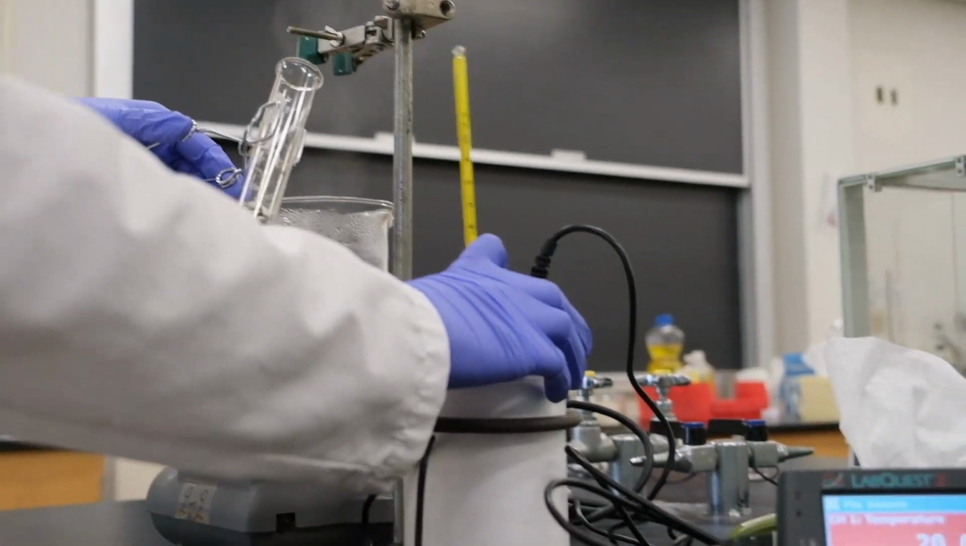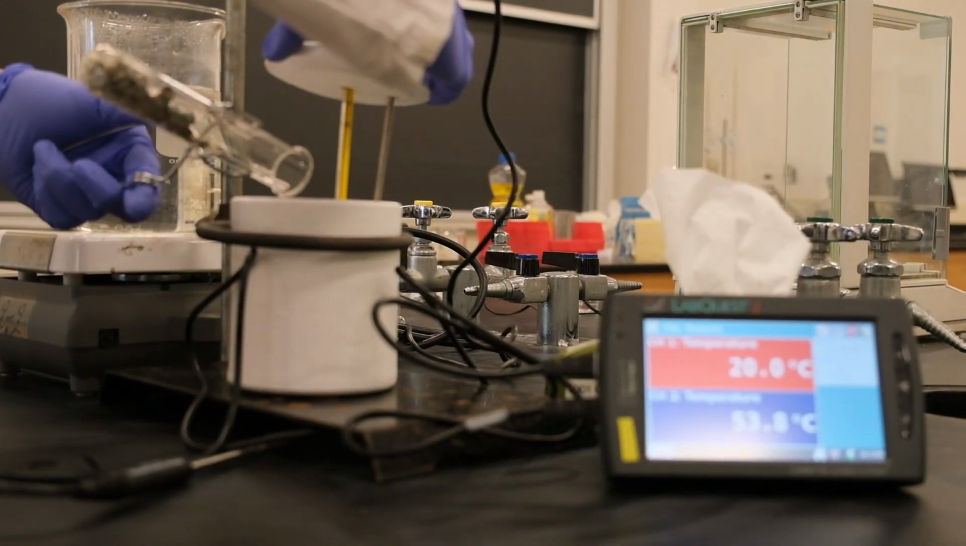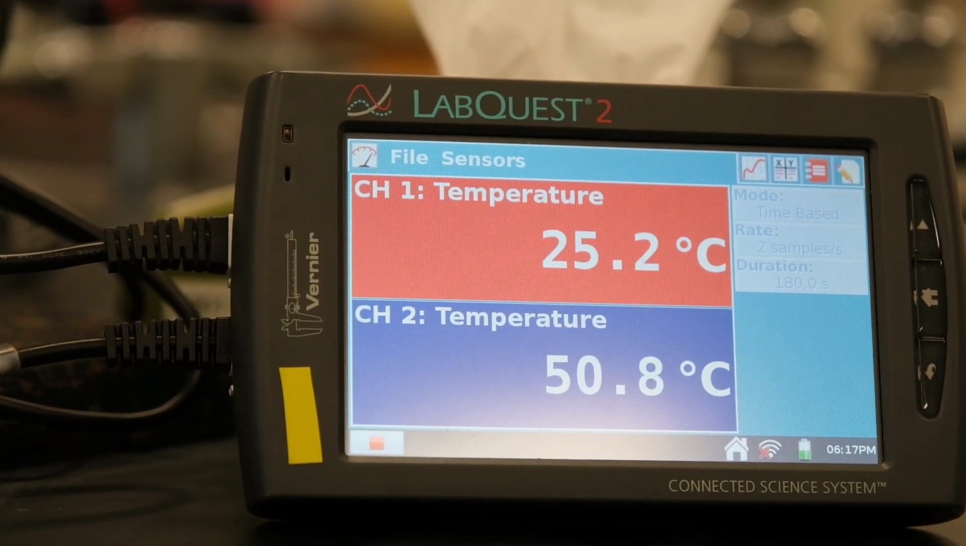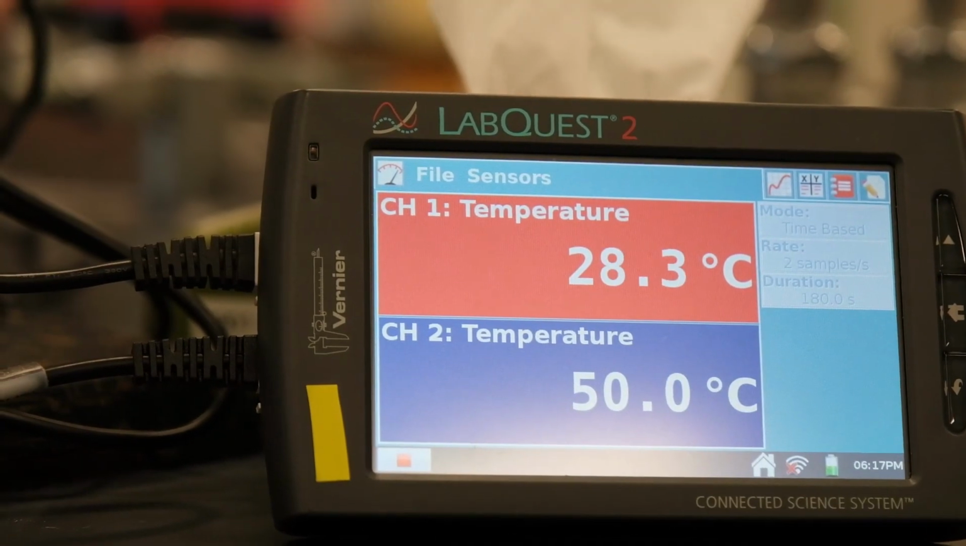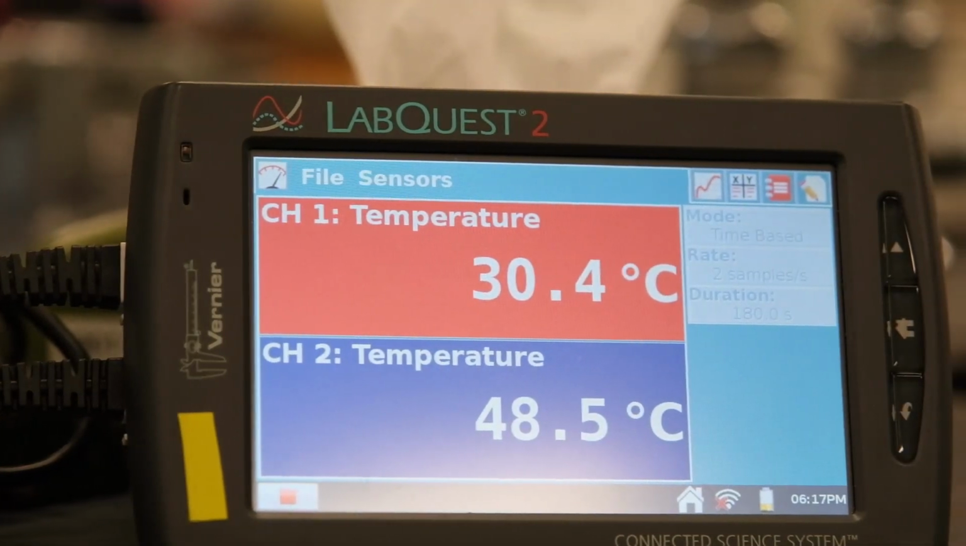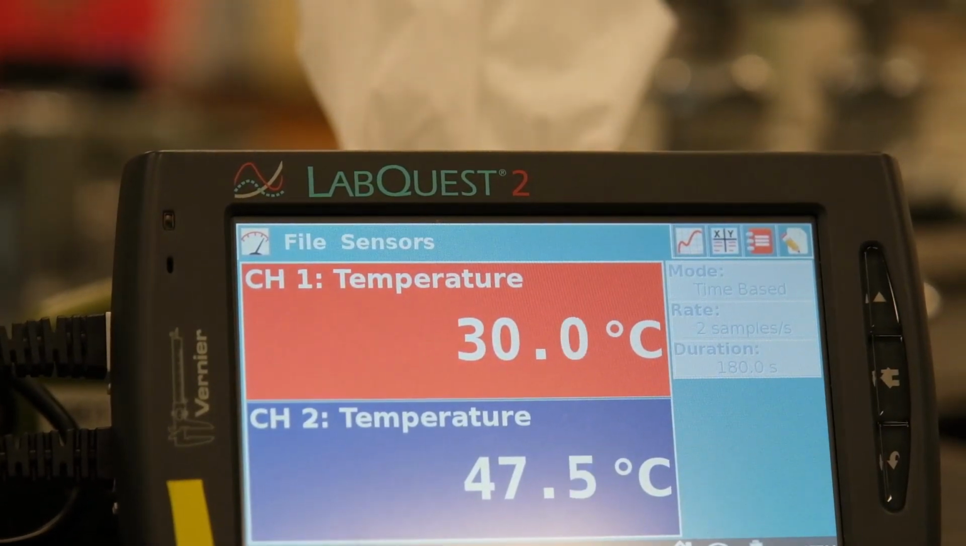Now we're going to add the hot metal. And now we're going to stir it. Now record the max temperature to the appropriate number of significant figures.